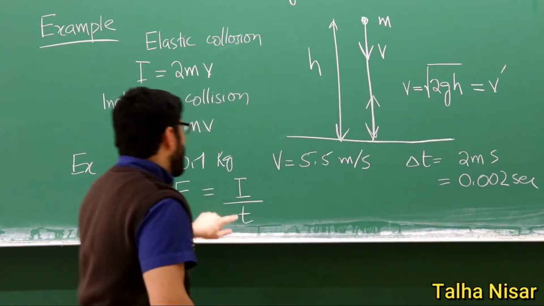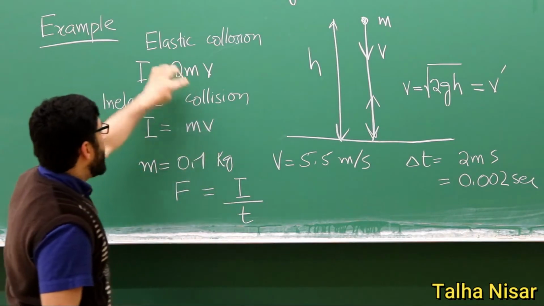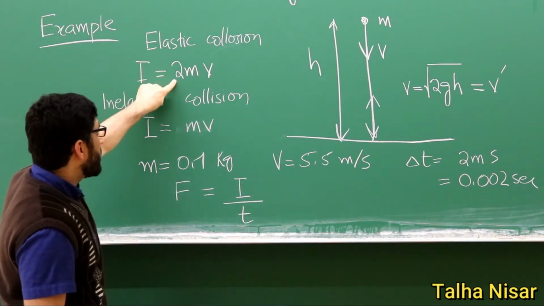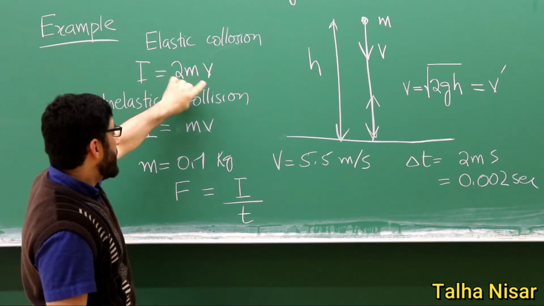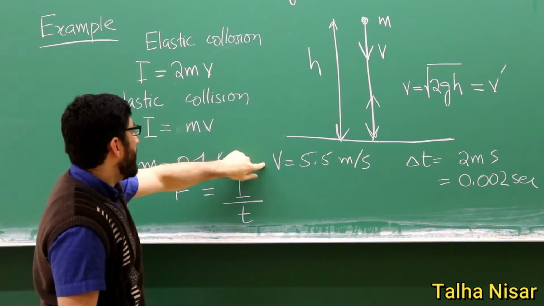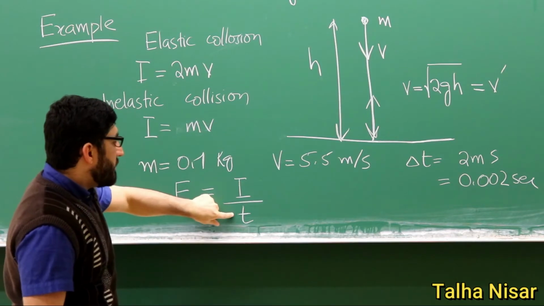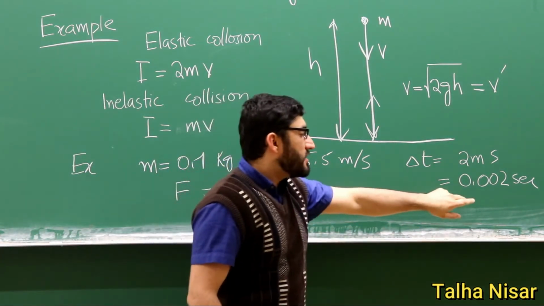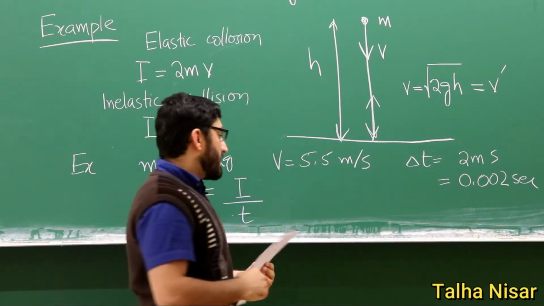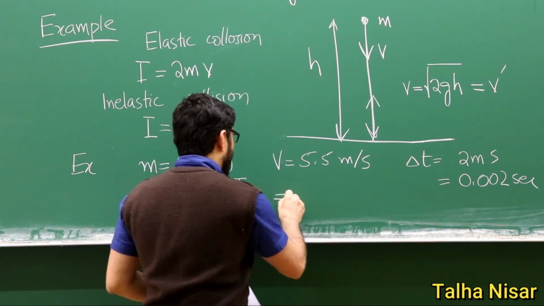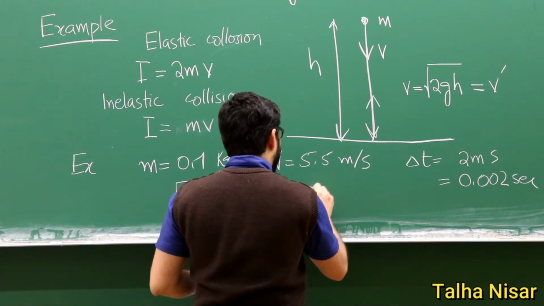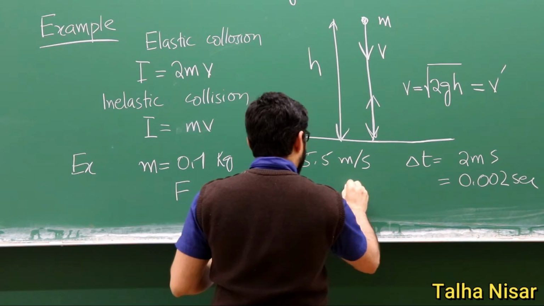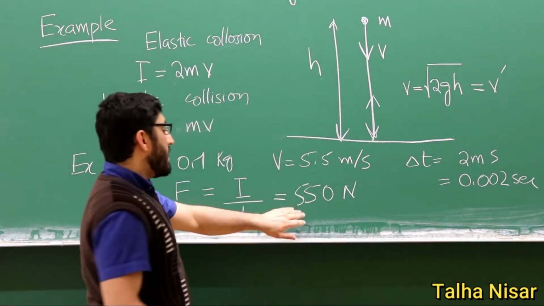seconds. So if we put the values there, we have the impulse for the elastic collision, 2mv, with the m and the v, and the time here is 2 milliseconds, or 0.002 seconds. If we put these values there, the force that we will get is 550 newtons, which is an extremely high force.